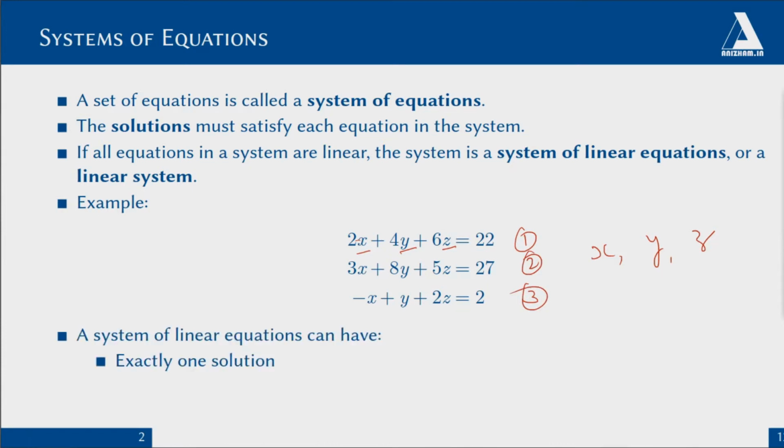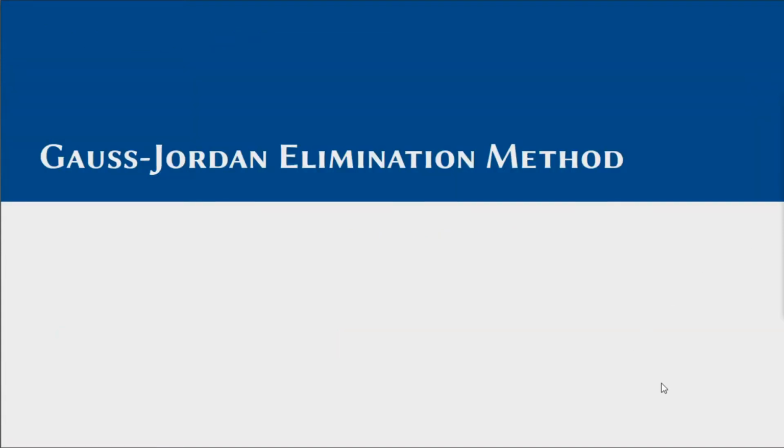While solving a system of linear equations, we can have exactly one solution, that is one set of values for x, y and z, which satisfies all the equations, and there is a possibility of no solutions at all. We will see how no solutions come up in a system of linear equations, or how we can determine that there exist no solutions for the system. Then there is a possibility of infinitely many solutions, that is not a single solution, but infinitely many solutions. Now we move on to the Gauss-Jordan elimination procedure.